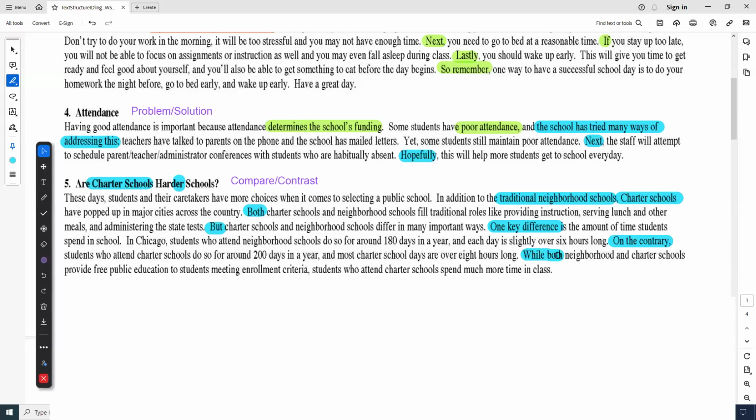And then we get some more contrast here. While both this is true, here's where they differ. Okay, so lots of good compare and contrast language in paragraph 5, even if you only needed to use the power of elimination. So if we go back up to paragraph 1, does everyone feel better about why that's a compare and contrast text structure?